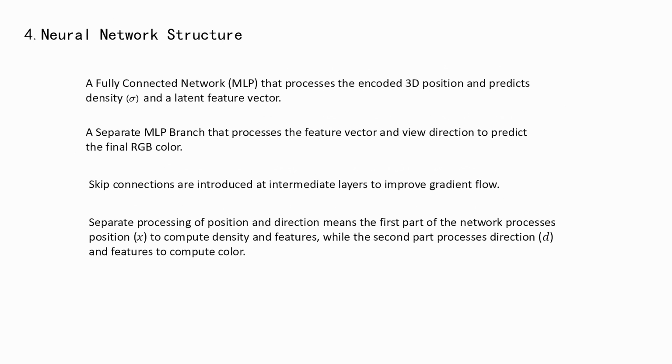Separate processing of position and direction means the first part of the network processes position, X, to compute density and features, while the second part processes direction, D, and features to compute color.